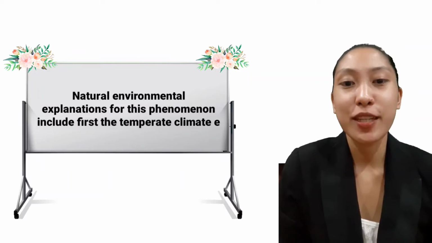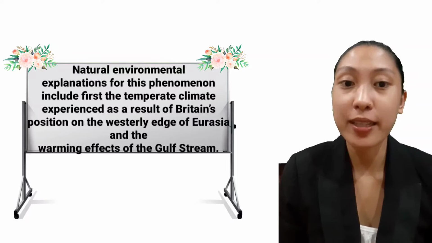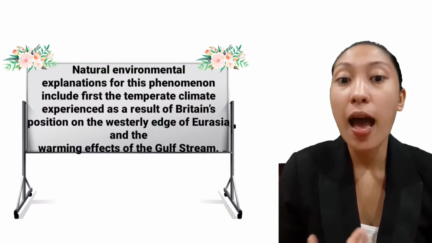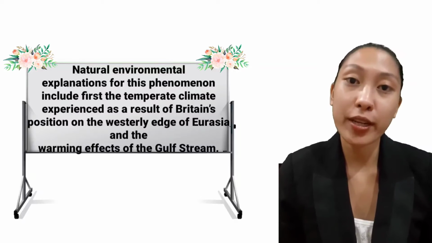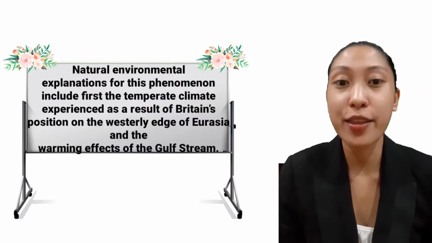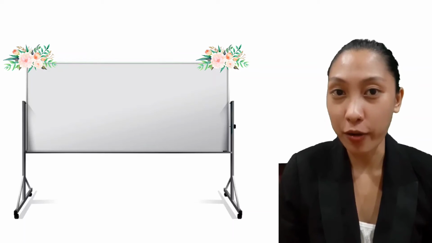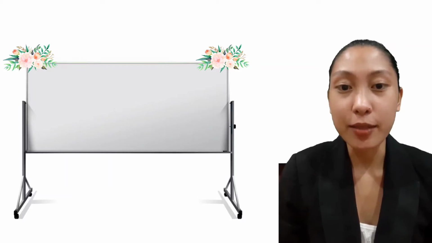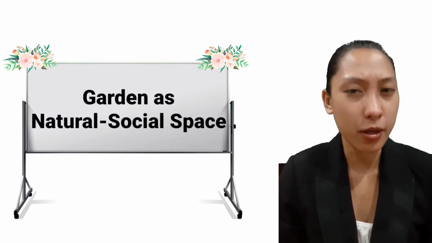Natural environmental explanations for this phenomenon include, first, the temperate climate experienced as a result of Britain's position on the westerly edge of Eurasia and the warming effects of the Gulf Stream. It provides a good growing environment. Southern England, for example, has a growing season of 9 or more months.